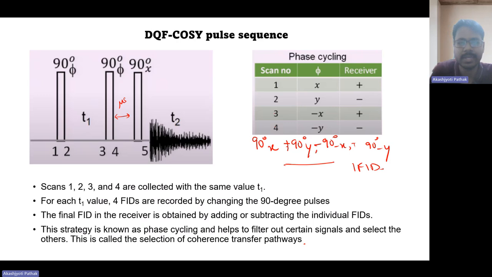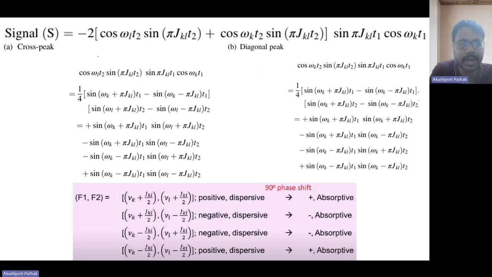Now, after this addition and subtraction of the four FIDs in the receiver, if we solve the density operator and make all those calculations, we will get this final expression. This part is the cross peak, and this is the diagonal peak.